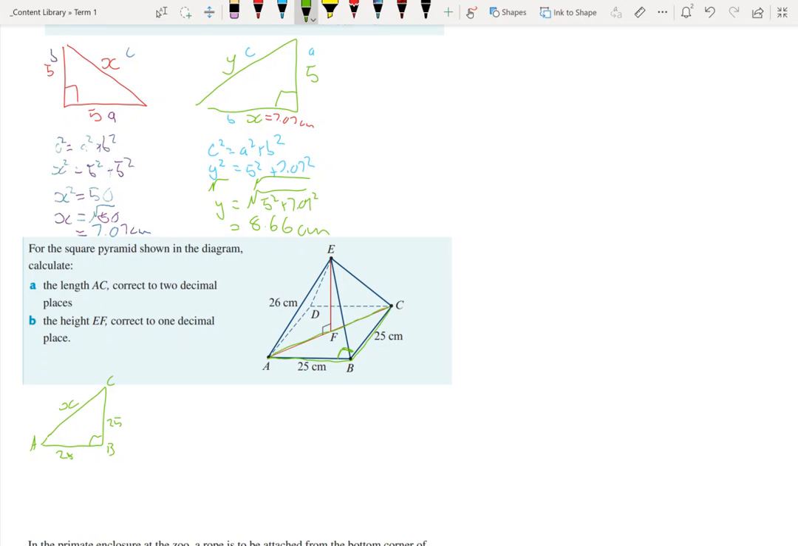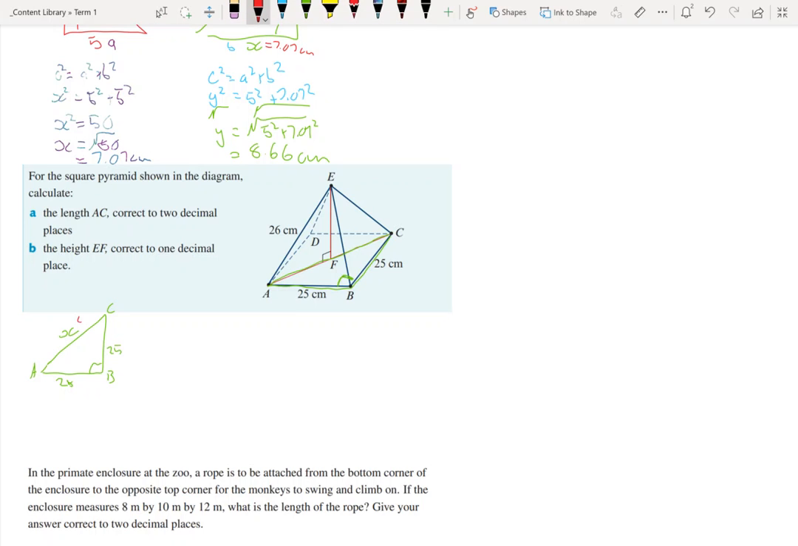Once we've found the value of AC, it wants us to find the value of EF, and that's going to be a little bit trickier. So let's do the AC bit first and go from there. So, there we go. This is going to be my hypotenuse and my small side. X squared equals 25 squared plus 25 squared. X equals the square root of 25 squared plus 25 squared. Square root 25 squared plus 25 squared. I got 35.36 once you round.